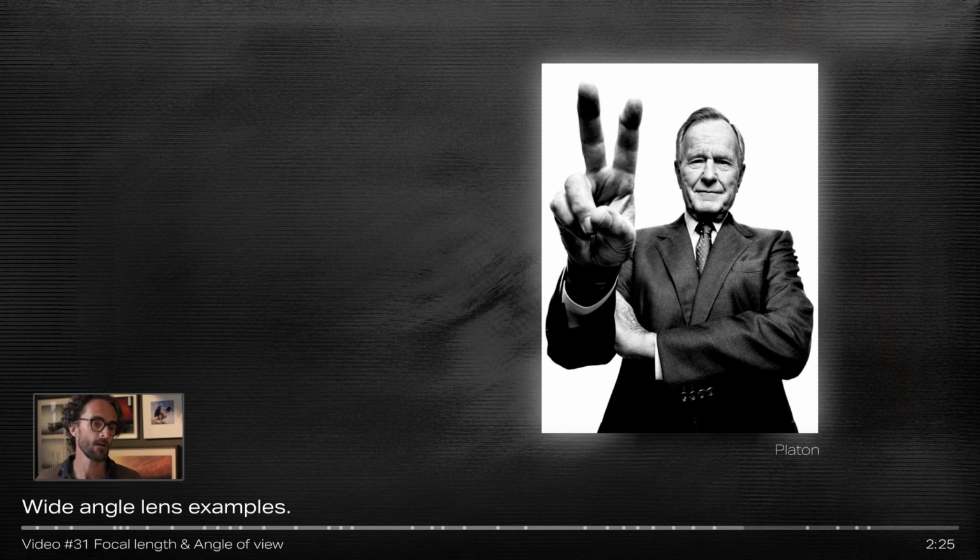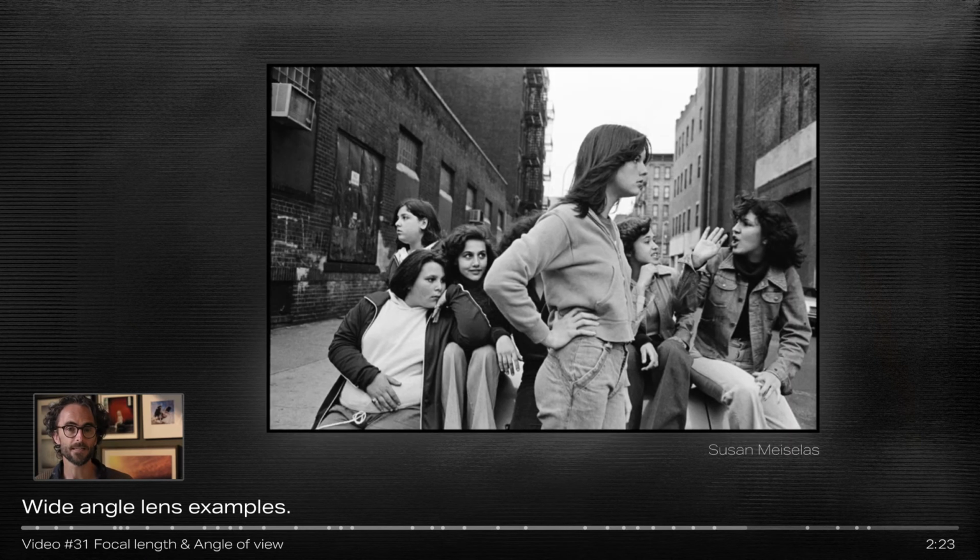In our second example by Susan Meiselas, we can see that the figure in the middle of the frame appears much larger than the other figures because she is positioned much closer to the camera, and we can also see that the buildings diminish in size with distance. Both of these effects are due to the use of a wide-angle lens.